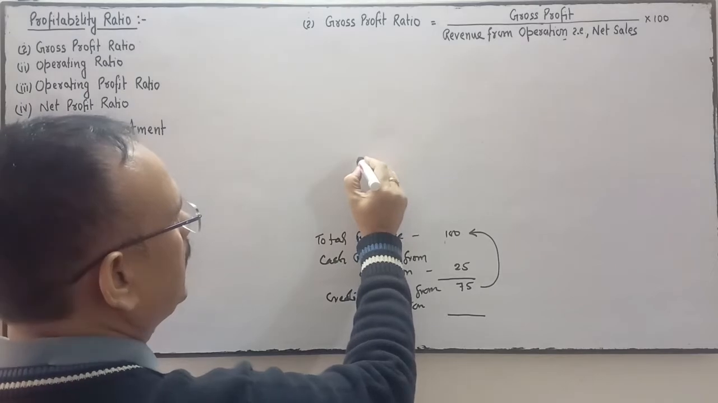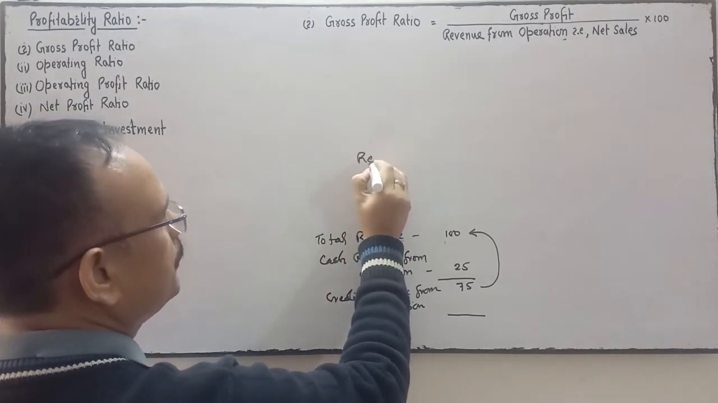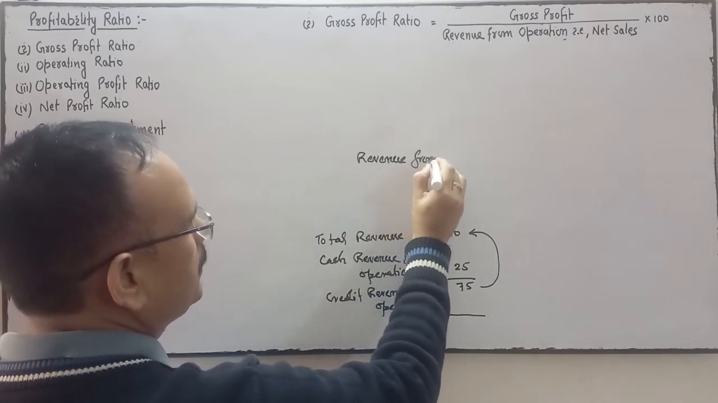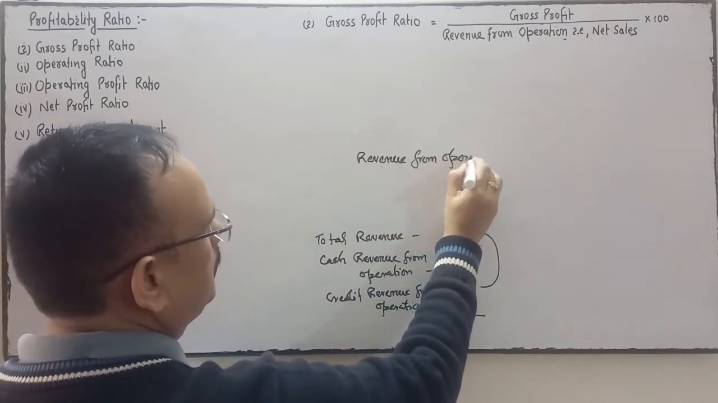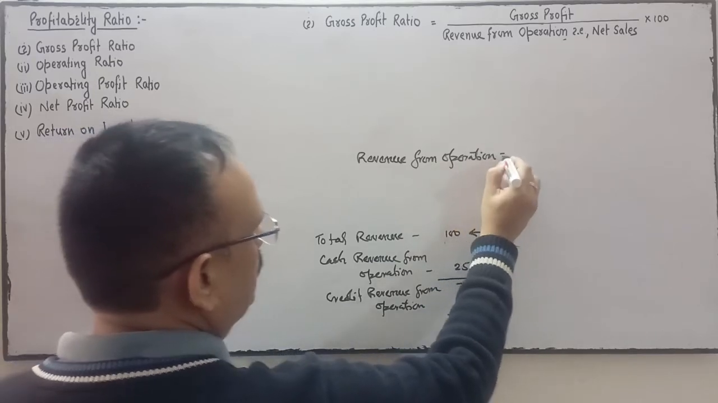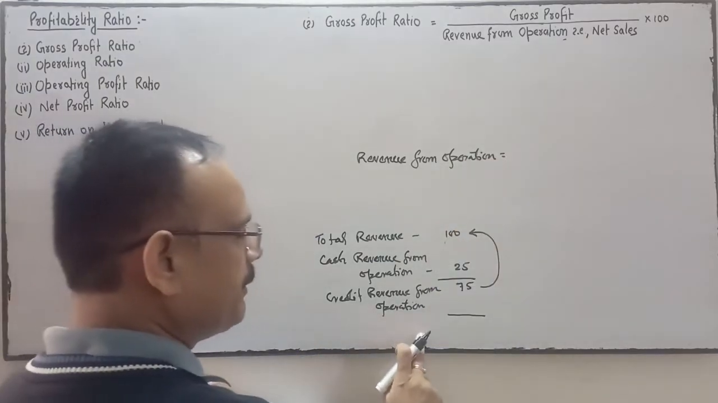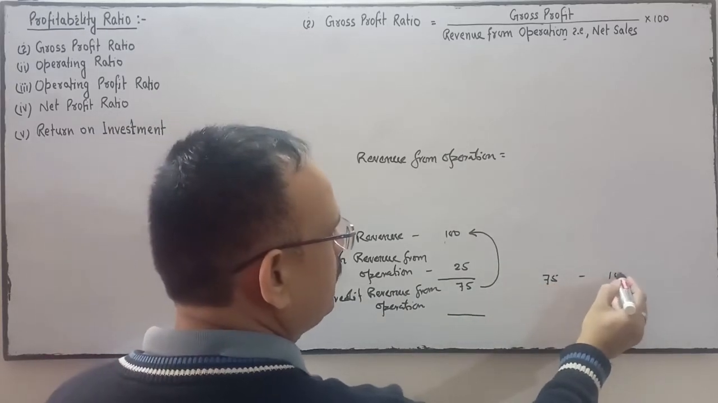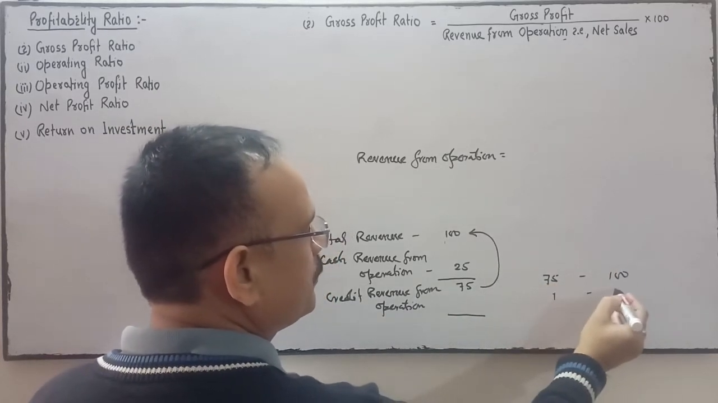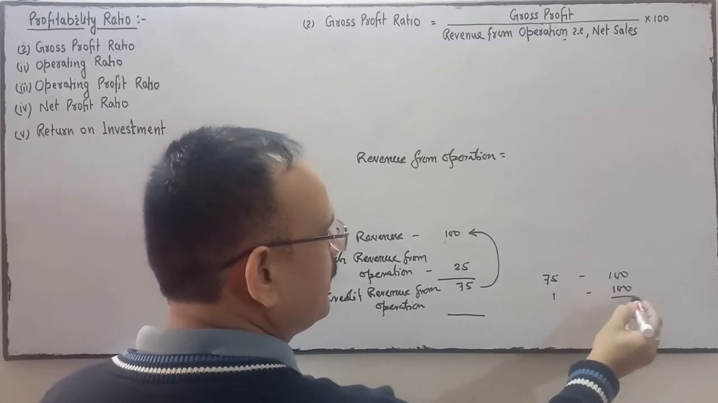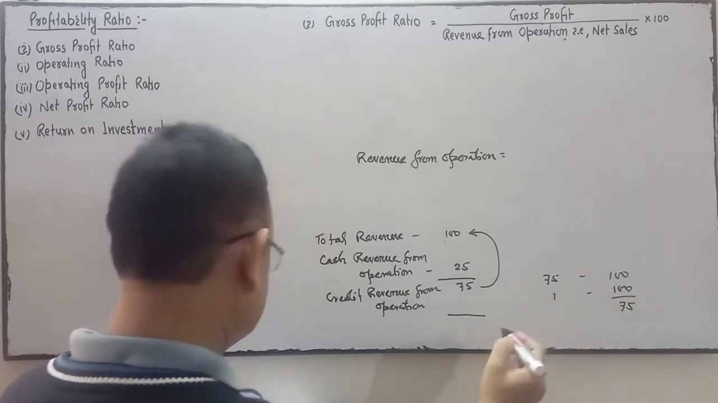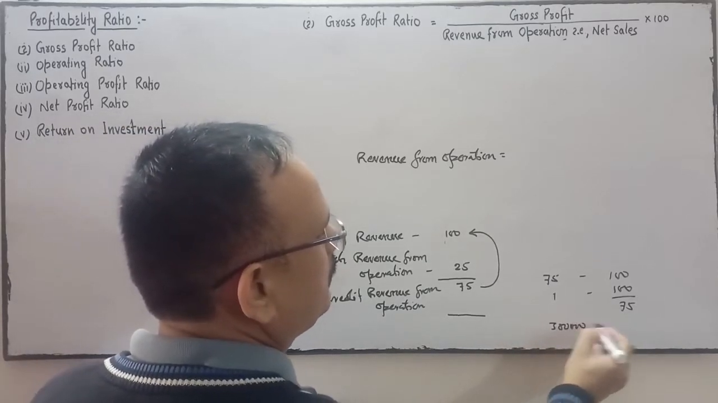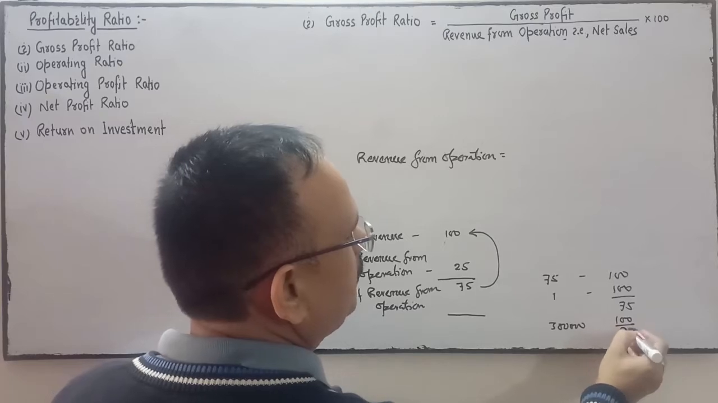On the basis of that, revenue from operation is equal to: when credit revenue is 75, total revenue is how much? It is 75, so total revenue is 100. When credit revenue is 1, then it is 100 by 75. And when the credit revenue from operation is 3 lakhs, then it is 100 upon 75 into 3 lakhs.